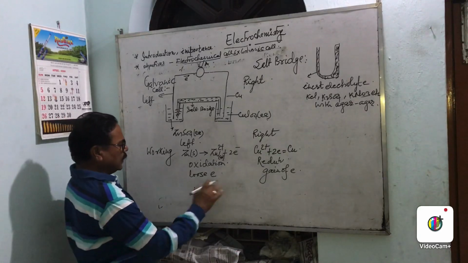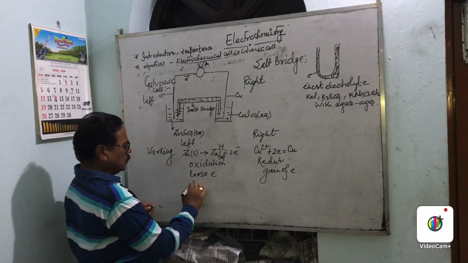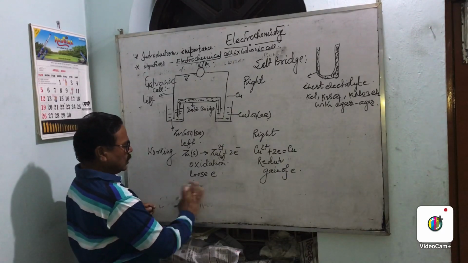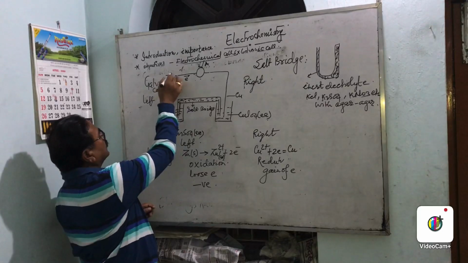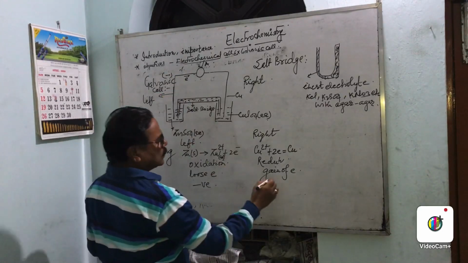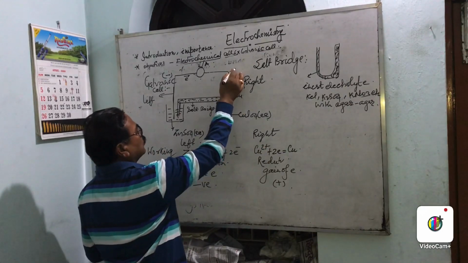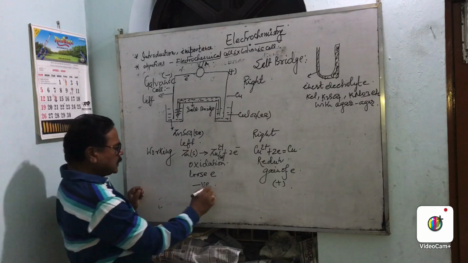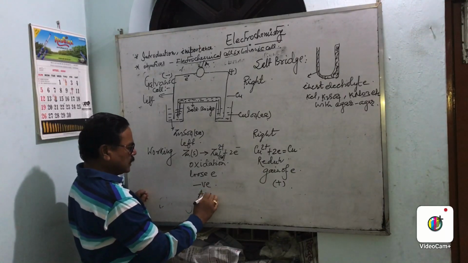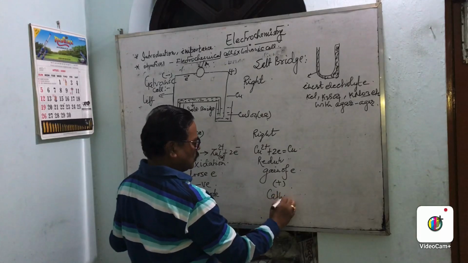Due to loss of electron, it is called the negative electrode. So we put the negative sign here, and due to gain of electron, it acts as a positive electrode. So we put the positive sign here. Now, this negative electrode is known as anode, and this positive electrode is called cathode.